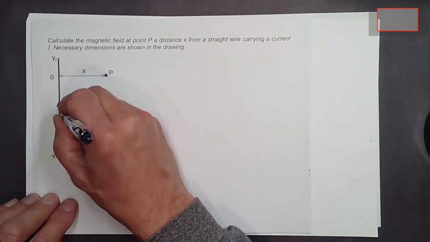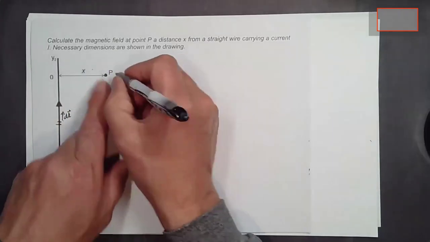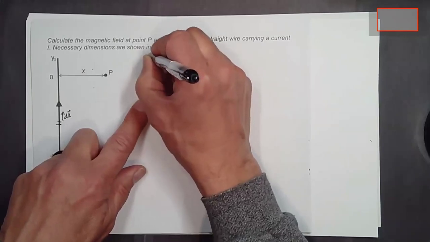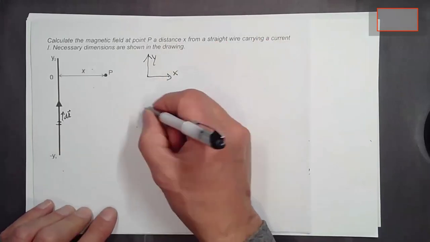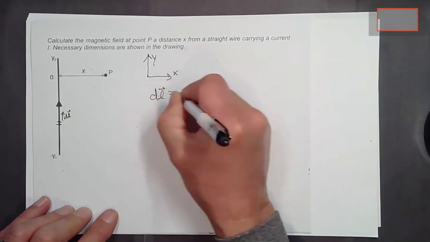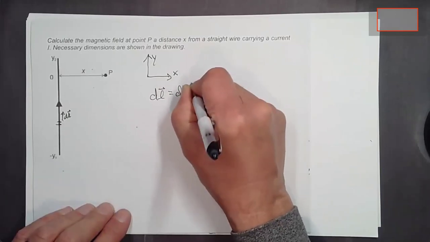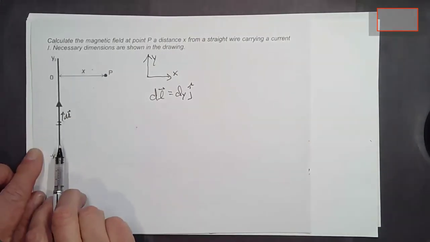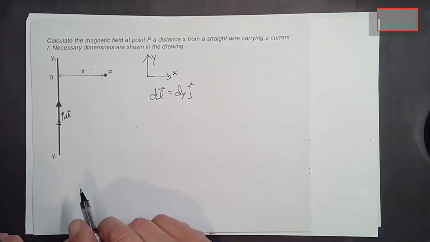So dL will point up in that direction. If they're calling this x, I think I'll let the x-axis point in that direction and y point in this direction. So dL all along this wire is just going to equal dy in the j hat direction. Okay, remember the dL vector points in the direction of current flow, which in this case is in the positive j hat direction. So I have that.